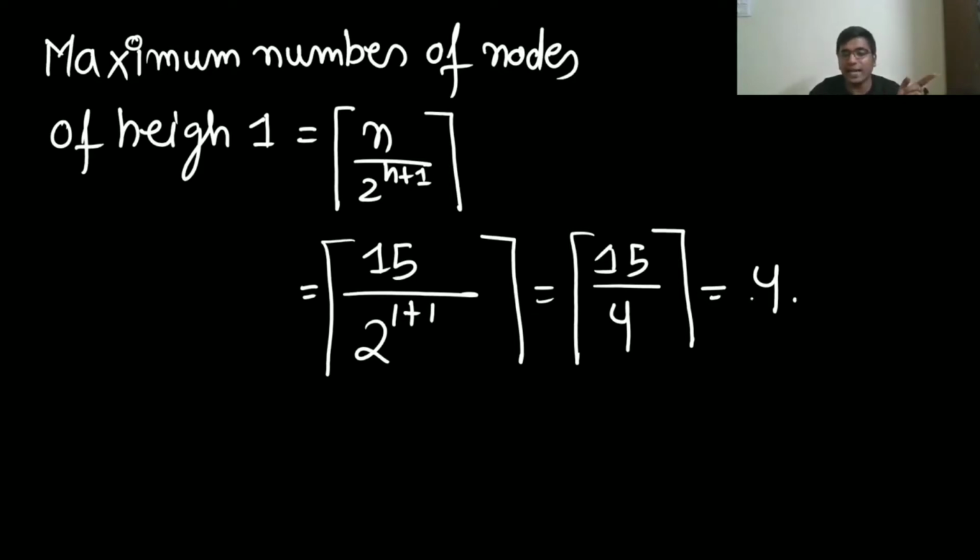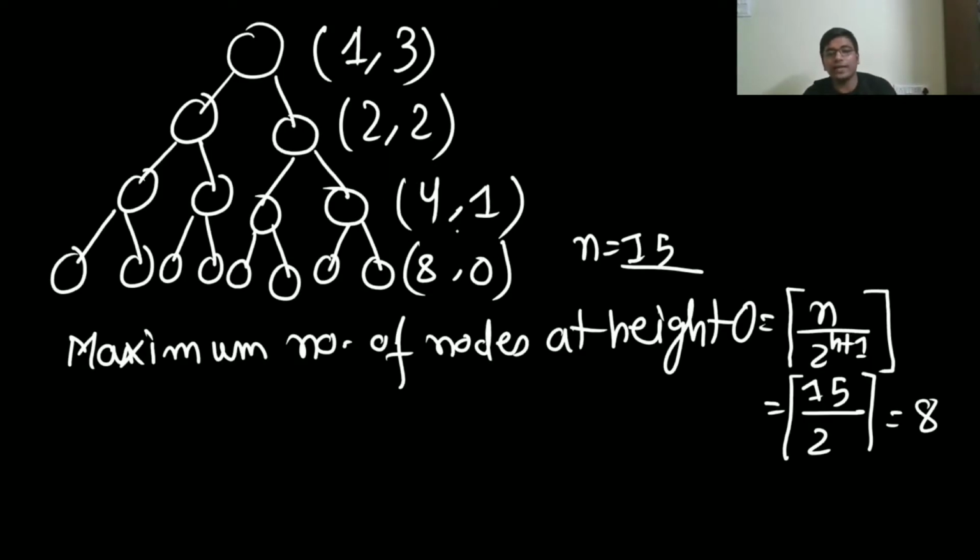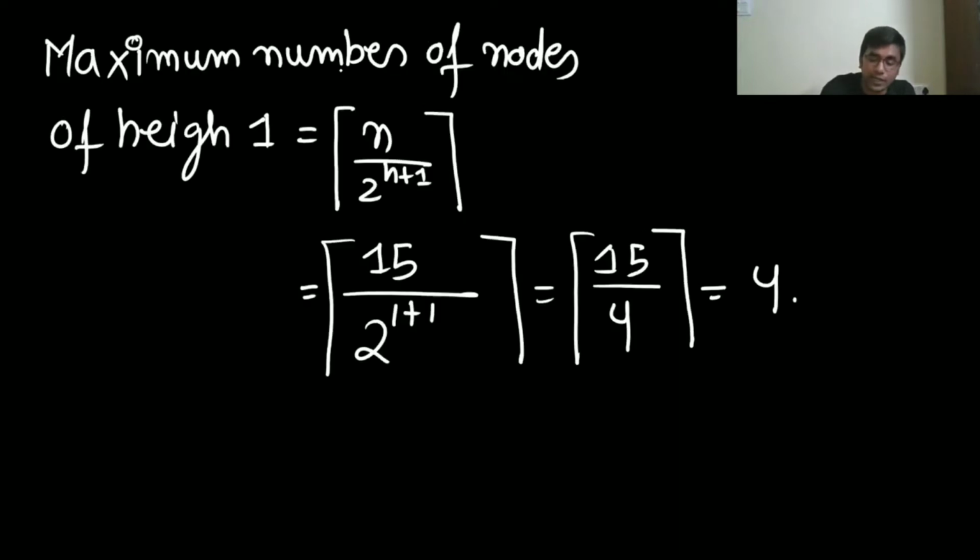Understood. And you have seen that the maximum number of nodes you can get in a complete binary tree of height 1 is 4. Height 2, 2. Height 3, 1. Am I clear to all of you? Anyone having any doubt, please let me know. Fine. Hope it is clear to all of you.